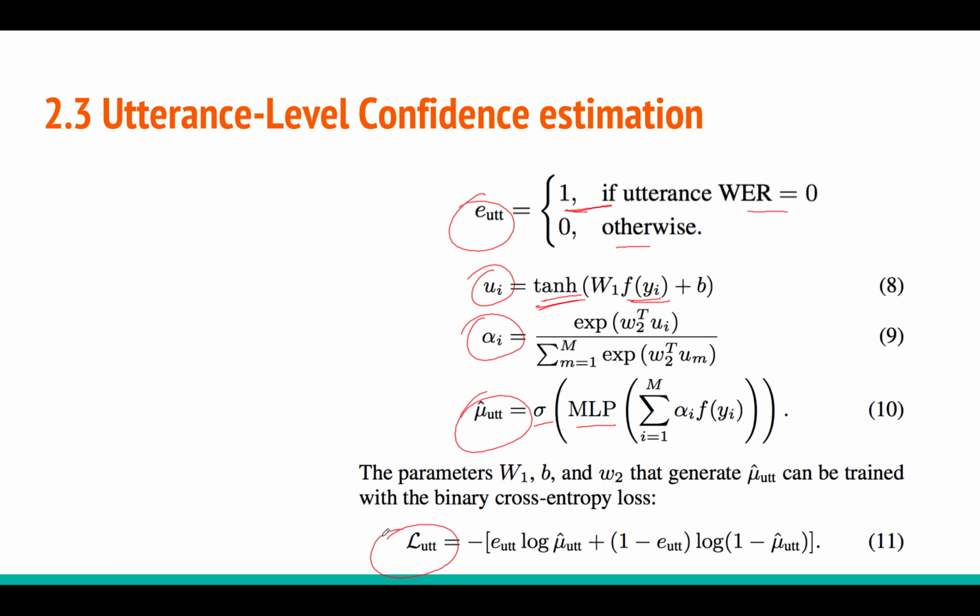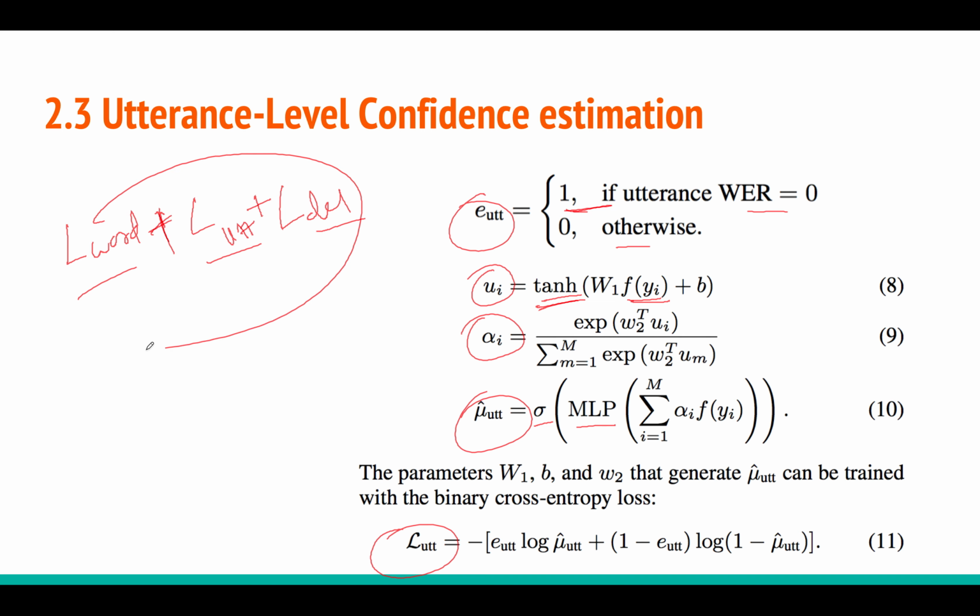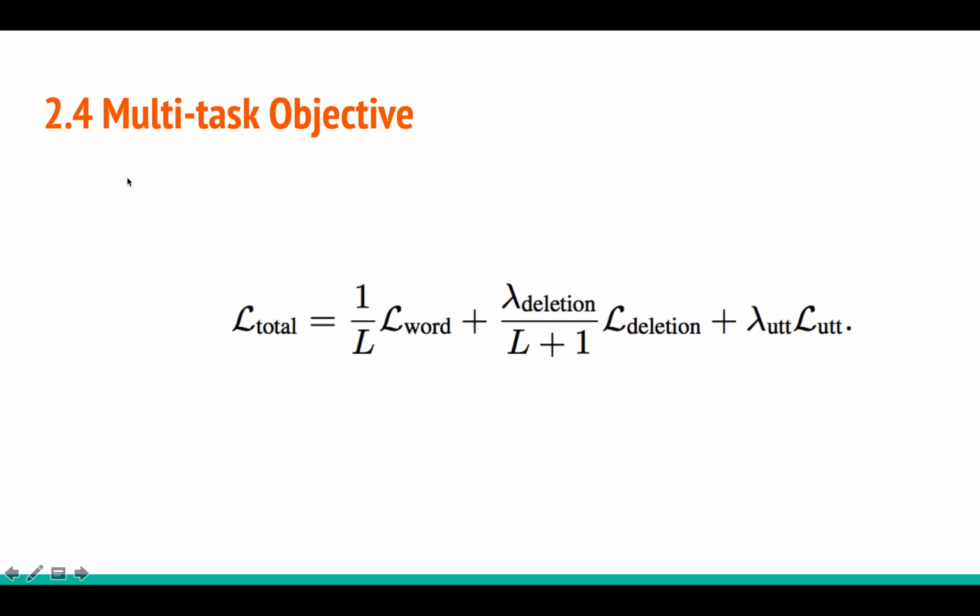So now the thing is, you have three losses. L word is the first loss, and you have L utterance, which is another loss, and you have the previous one which you computed. I think it's called deletion or something, right? So these three losses we have, and you can just add all three.